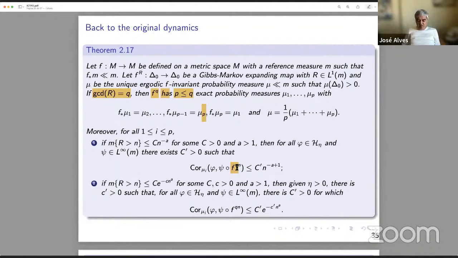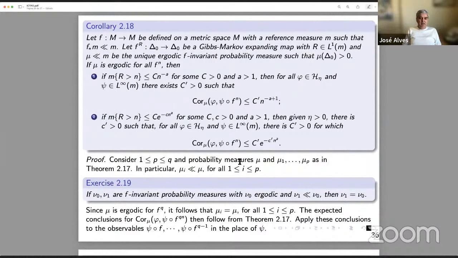So the question is: is there any condition that we can impose on the original system such that in the end we can conclude? Of course, there is this condition: assume that the greatest common divisor is equal to one. But this is somewhat a fake condition because this greatest common divisor appears when we construct something associated to the original dynamics. So is there any condition that a priori we can give on the original dynamics in such a way that we can assure the decay of correlations, not for powers of the dynamics, but for Q equal to one? And there are some conditions. One of them is stated here.